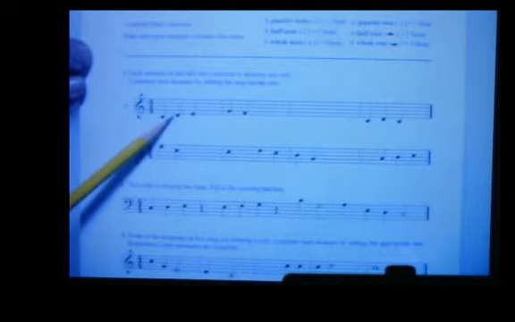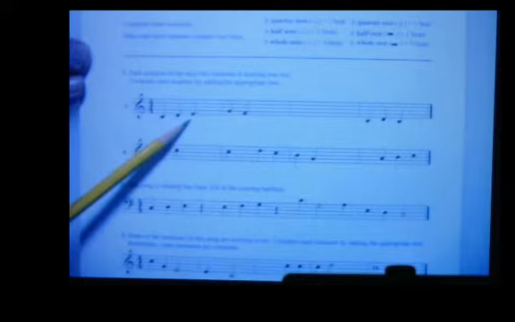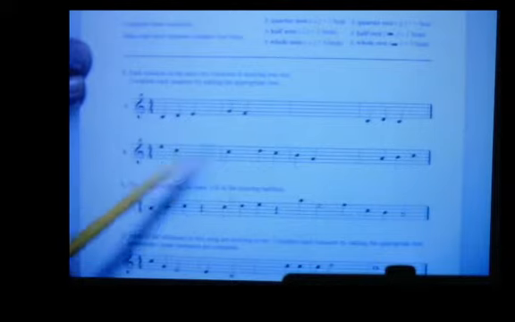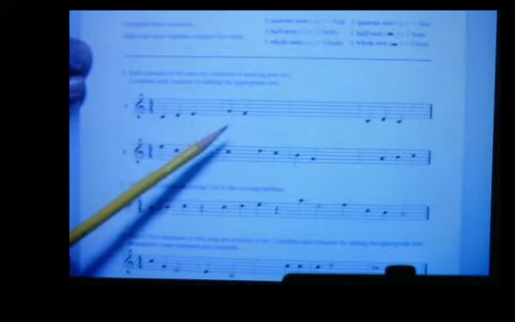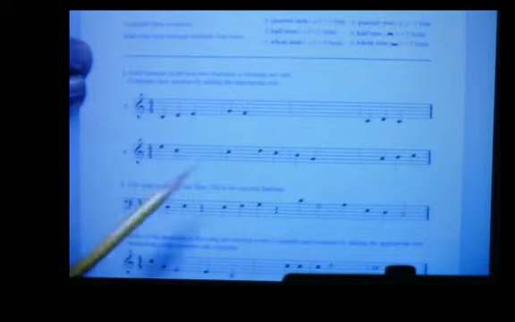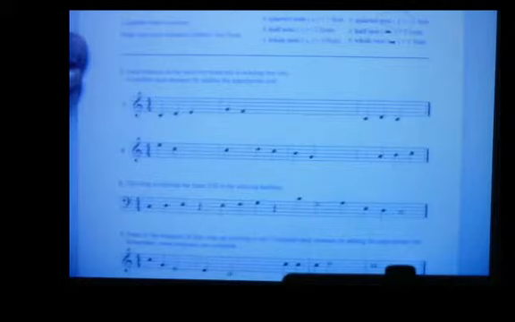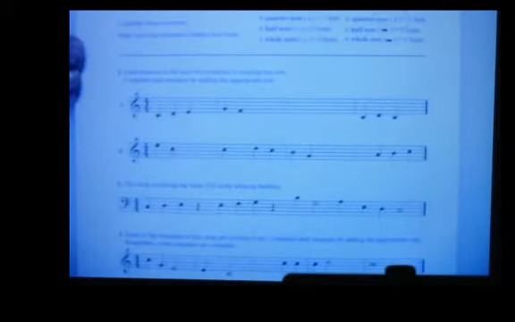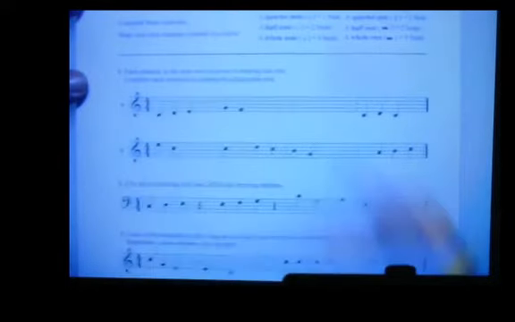Notes indicate sound or pitch. That we covered last week. G and F. C, D, E. A rest in music equals the same count, the same amount of time. However, a rest indicates silence instead of sound. Rests are just as important as notes.